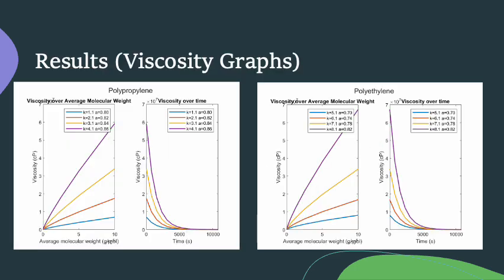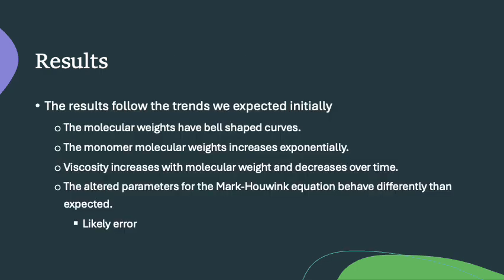The viscosity of the solution also shows a sharp decrease as time progresses and as the molecular weight decreases, although the altered parameters meant to account for the higher temperature behave differently than expected. We would have expected that with a higher temperature, the viscosity would decrease, but instead it increased. This is likely due to error in the approximations. For more accurate results, better Mark-Houwink parameters need to be used.